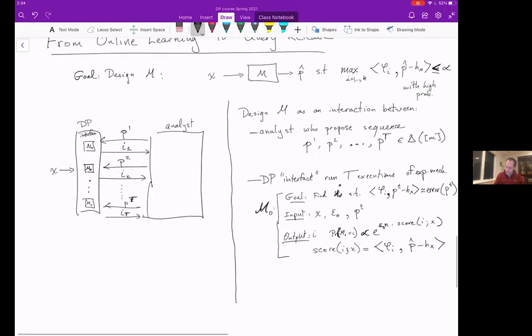So it's going to try to find a phi that exhibits roughly this maximum error. And I want you to notice a couple of things about the score function here. Observe that the error of P hat is indeed the maximum value of the score function.